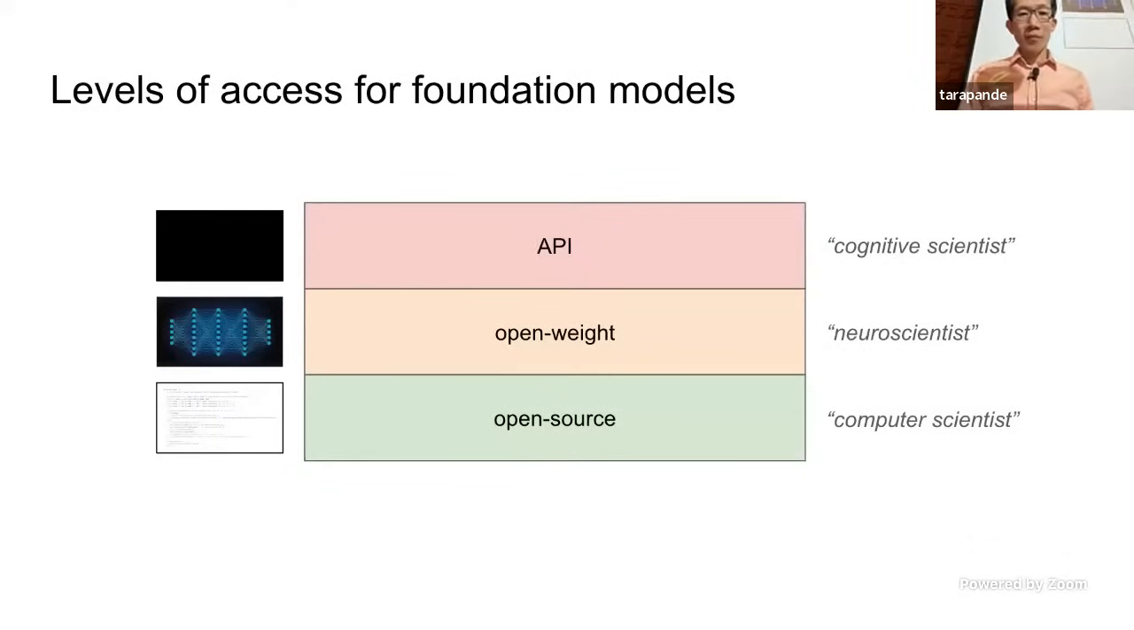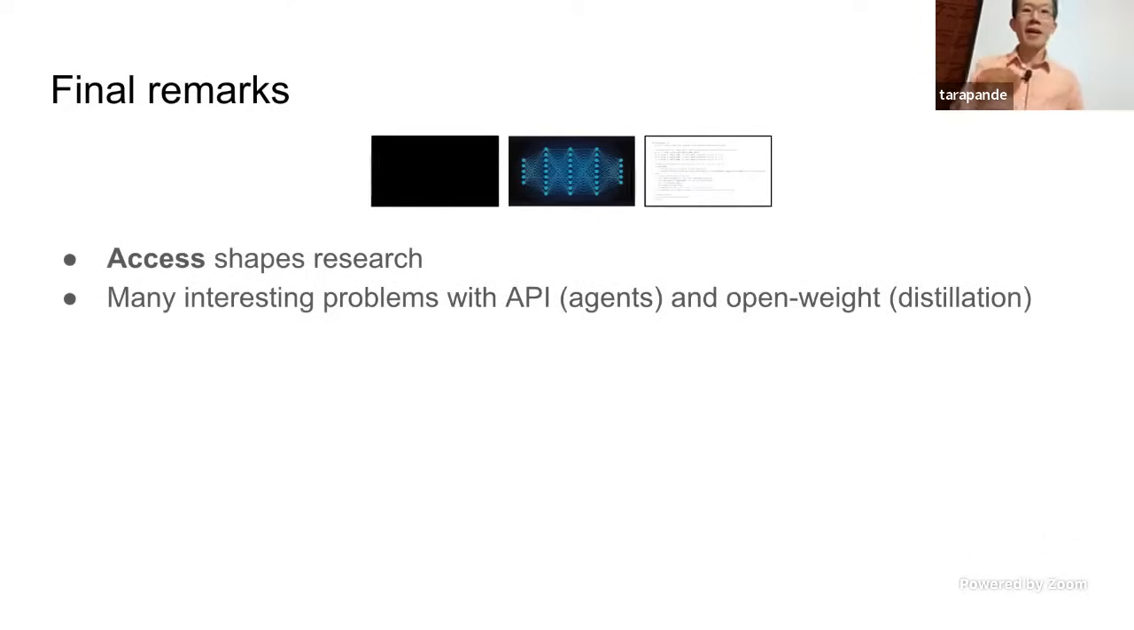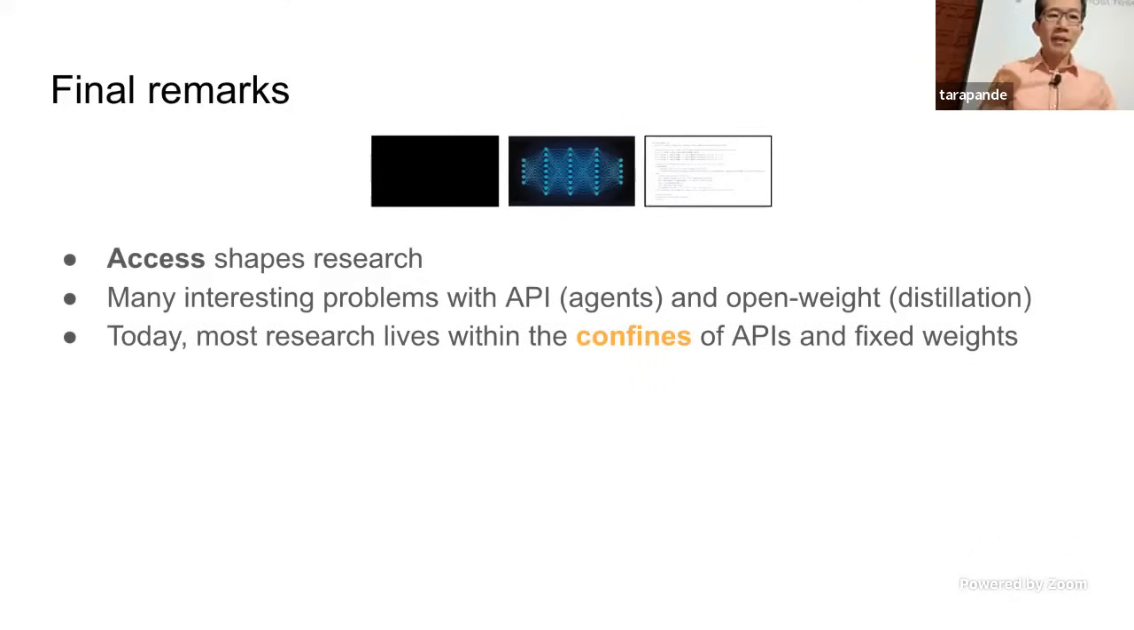Okay, so just to conclude, we've talked about the 3 different levels of access. I think the underlying theme here that I want to stress is that access shapes the research, right? So if you have API access, there are a lot of interesting things you can do, and we've been doing a lot of these things, building all sorts of different agents. With open weight models, you can do a lot more. You can fine-tune, you can do distillation, and you can do a lot of interesting things with open weight models as well. But I think it's important to recognize that our research lives more and more today are living within the confines of the APIs and fixed weights.